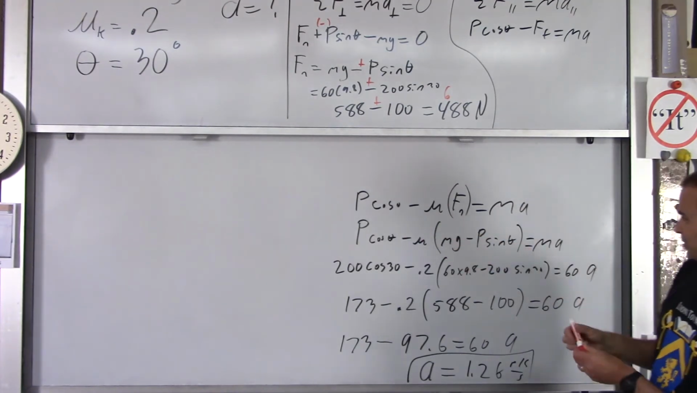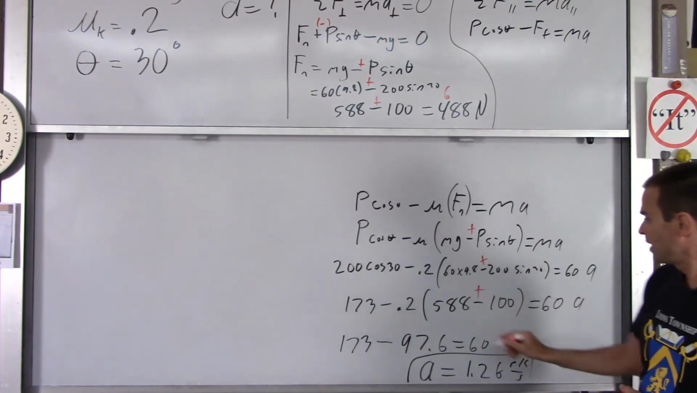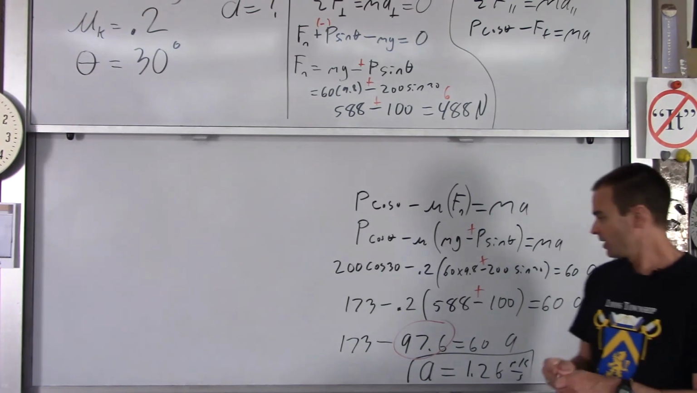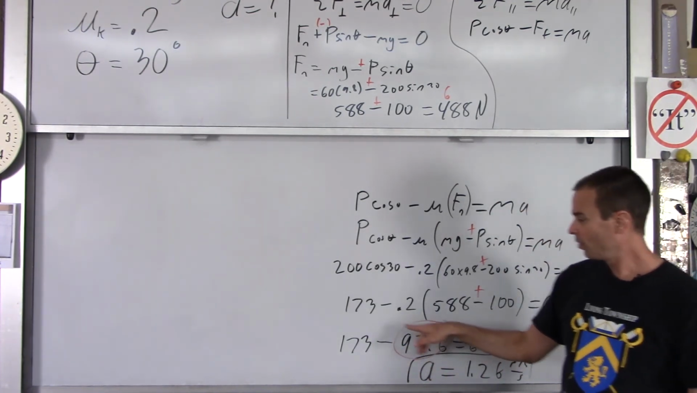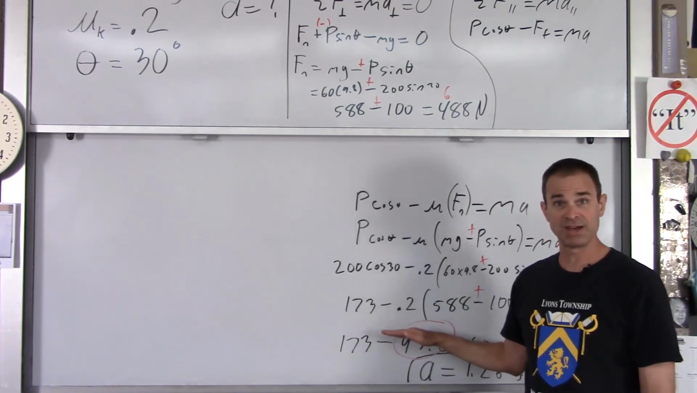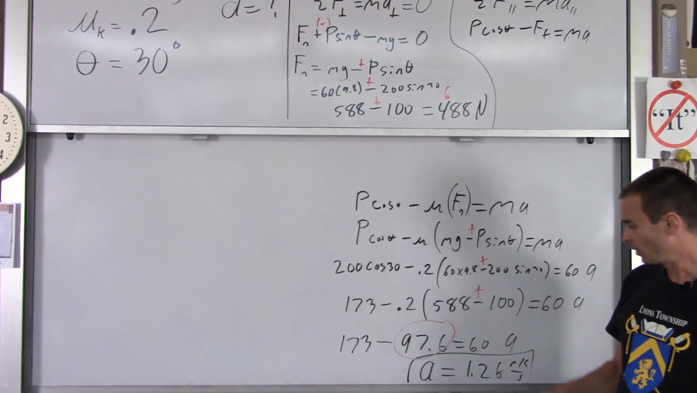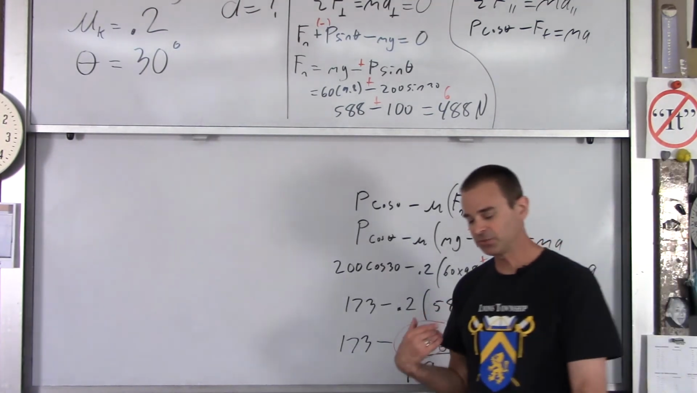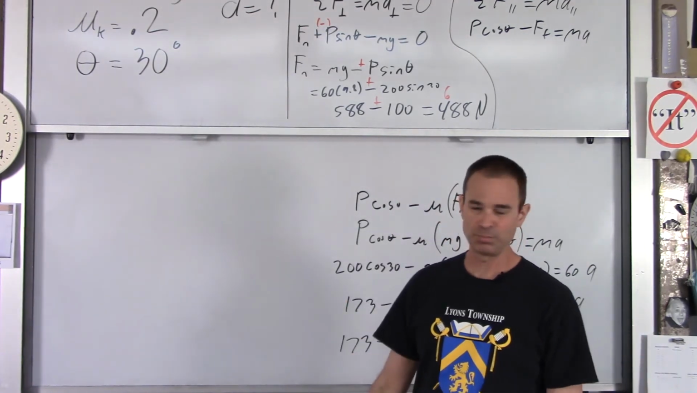Same here, this would become a plus, this would become a plus, this would become a plus. This number would get bigger, okay? So we'd have 173 minus a bigger number, which would give us a smaller net force. So since we would have a smaller net force, we would have a smaller acceleration. Now that is if there's friction. If there's friction, the acceleration would be smaller.